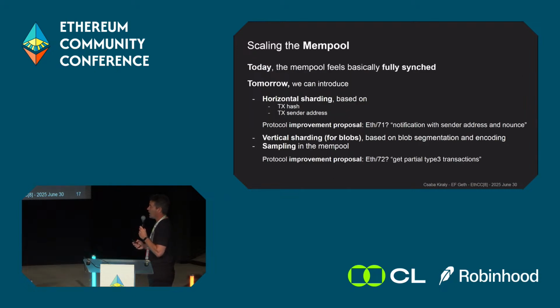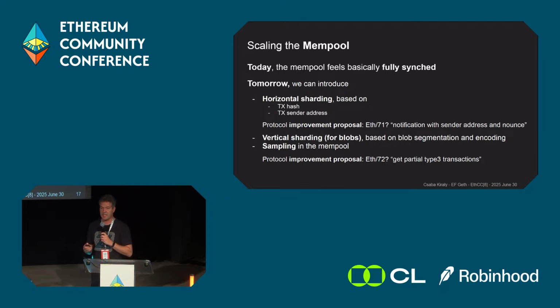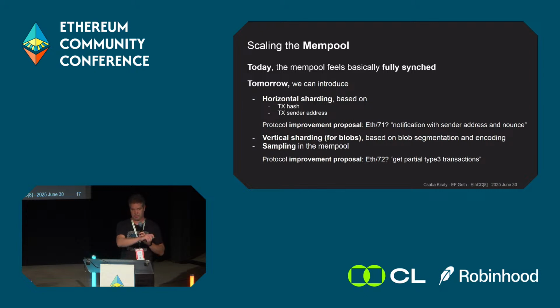Okay, so this is good, but this is with today's traffic. If we want to scale the mempool, then we have to do things. So today we have this kind of globally synchronized mempool. Tomorrow we have to do something. And here what we can do is we can introduce what we call horizontal sharding. Horizontal meaning that we are sharding by transaction. So this transaction is stored in this part of the mempool, that transaction goes to that part of the mempool. And here we can do sharding based on transaction hashes, based on sender address. There are different ideas here.